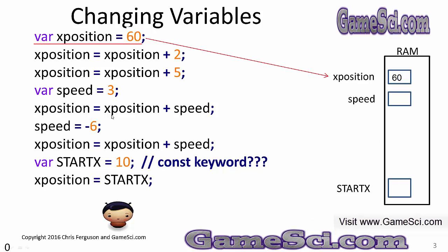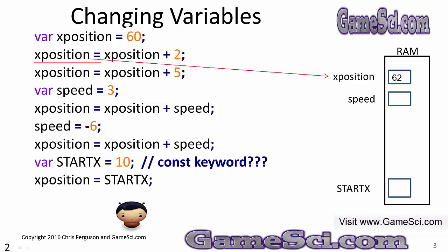Now, variables change. Variables vary. That's why they're called variables. So let's look at some of the changes we might make to this variable. Let's say x_position equals x_position plus 2. Now I've drawn the arrow in this direction to say that this command is going to pull the current value of the x_position, 60, out of the variable, add 2 to it, and do what with it? The result, 62, will be restored back into the variable x_position.